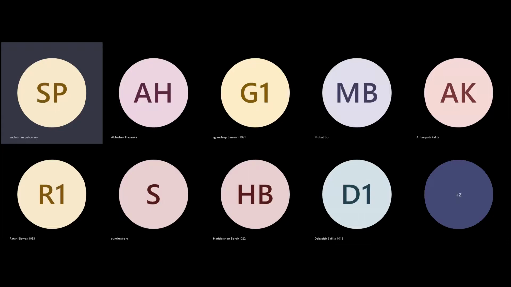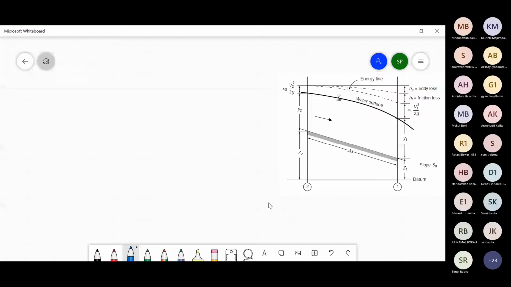So in the last class, we discussed one of the methods, that is the direct step method for computation of gradually varied flow, isn't it? In that method, we have a constraint that the delta x should be small, otherwise the error will go on increasing as we move forward. That means if delta x is not very small, the error goes on increasing.